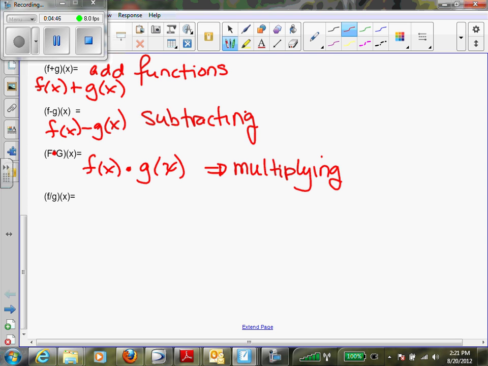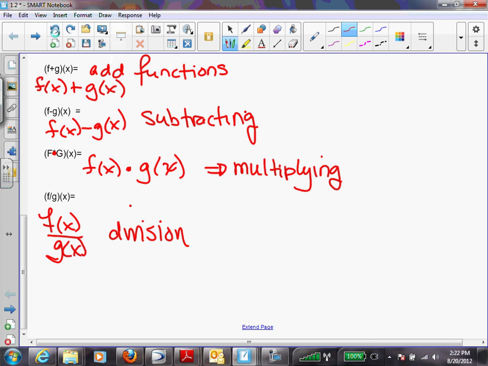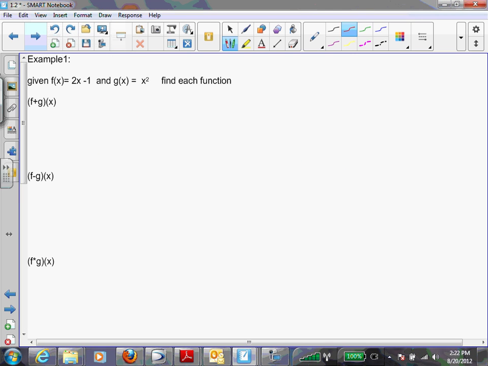Okay, and the last one shows division. Which one goes up top? f of x. So f of x over g of x. We got division. All good? Okay. Do you remember doing this from last year? Okay, we talked about domains and ranges also, if you remember that. All right, we'll talk about that in a minute.